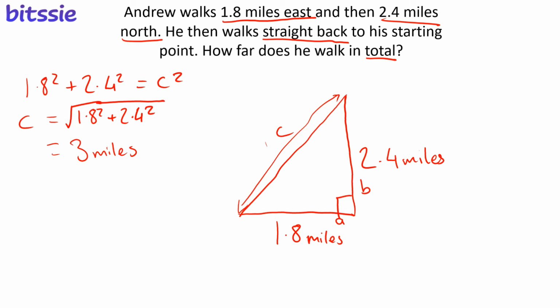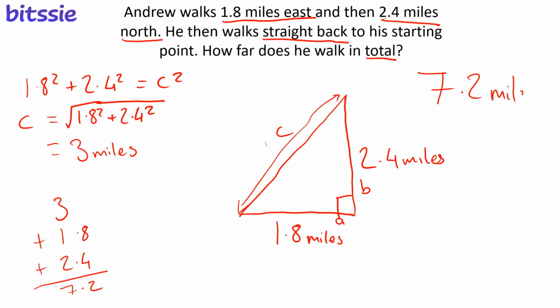But remember, the question asks for the total distance that he travels. So we need to add 3 plus 1.8 plus 2.4. This is equal to 7.2. So in total, he walked 7.2 miles.